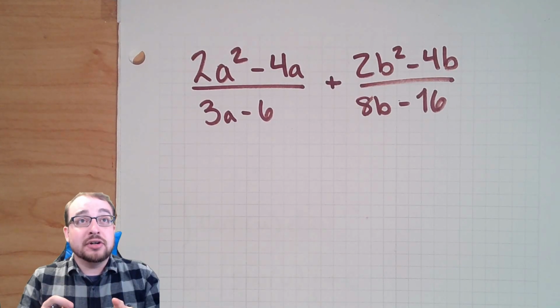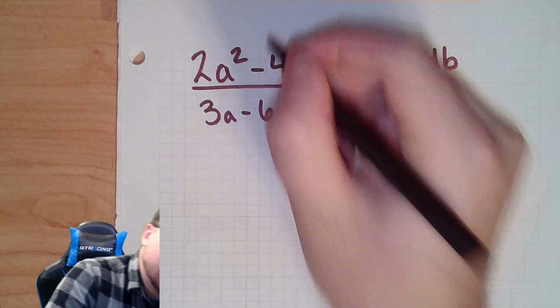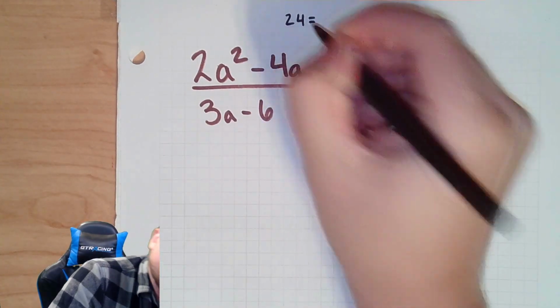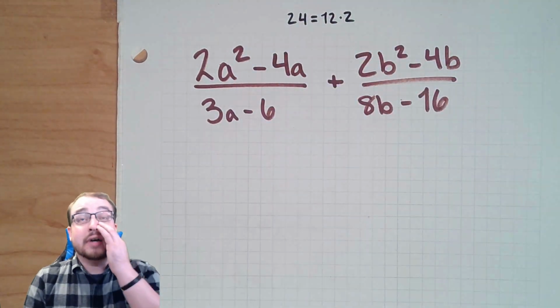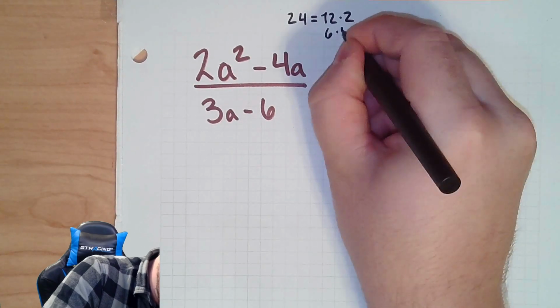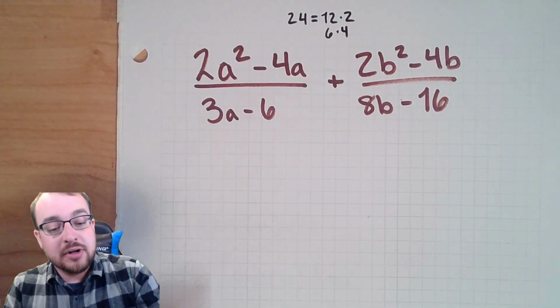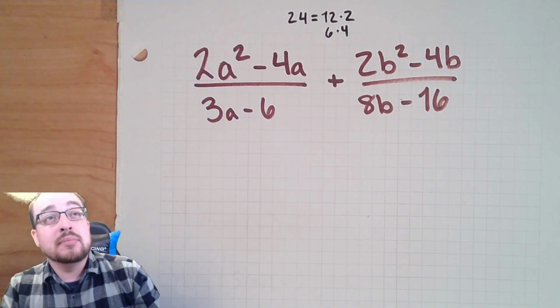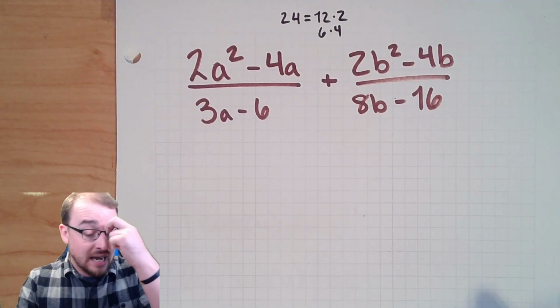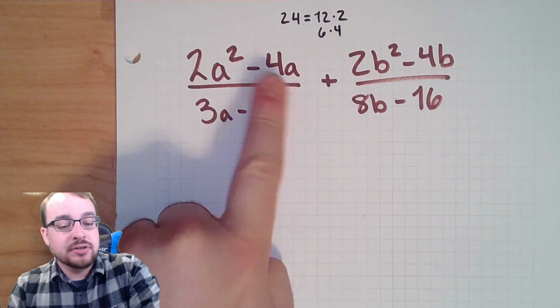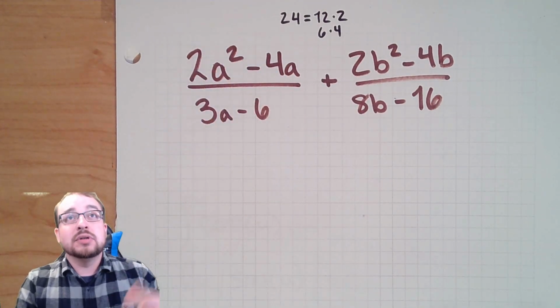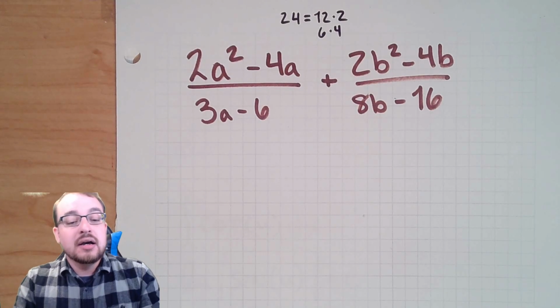So to factor means to turn it into a multiplication problem. So like if I have the number 24 and I say factor 24, you could write that as, I don't know, 12 times 2. There's lots of factors. You could also write it as 6 times 4, etc. So I'm going to write the top as something times something. And the way I'm going to do that is I'm going to ask, what's the common factor between the first two terms? So if there is a common factor between the first two terms, and there is in this case, we're going to write that.